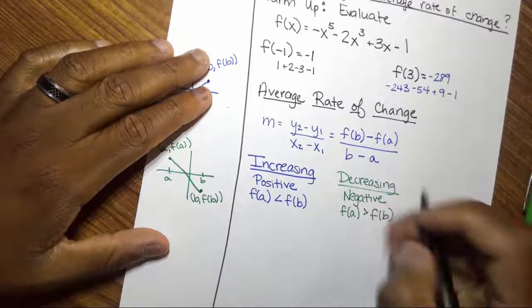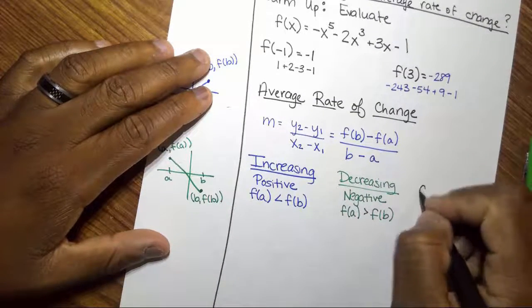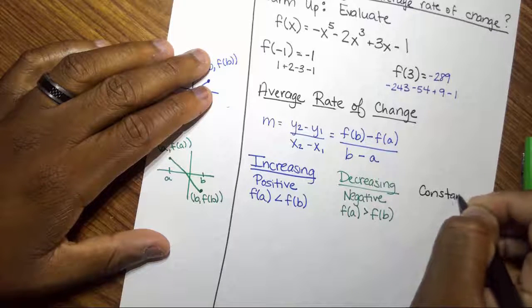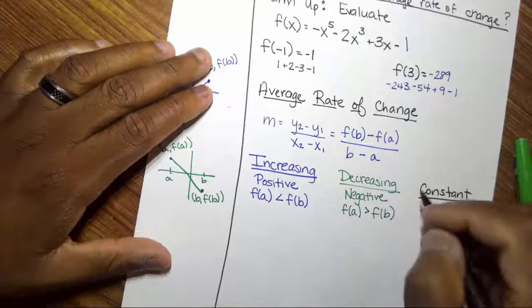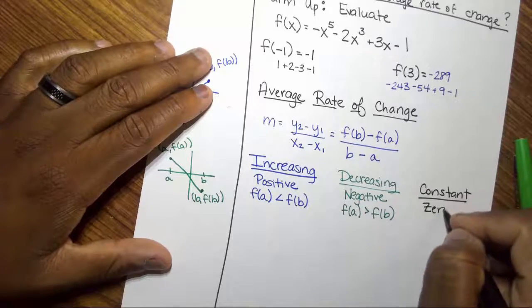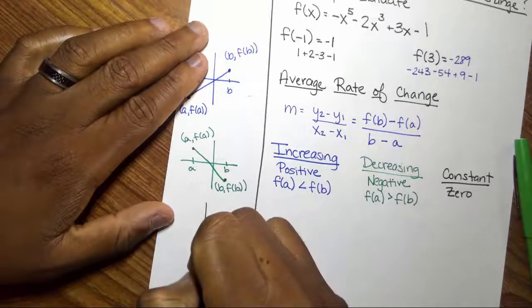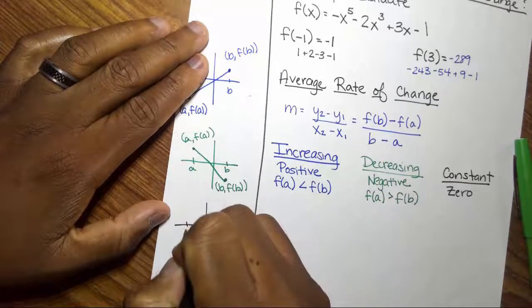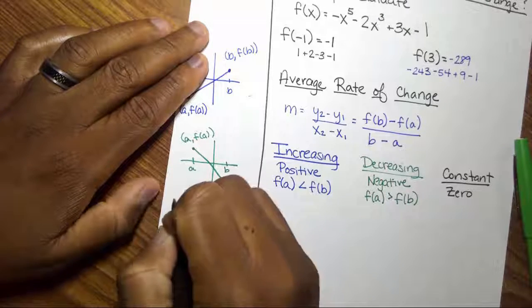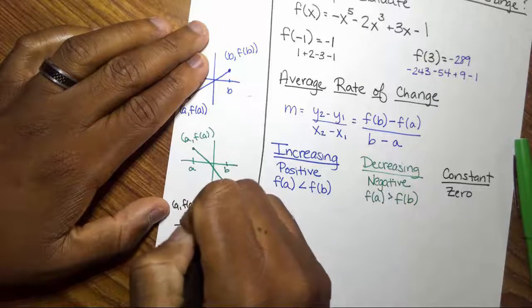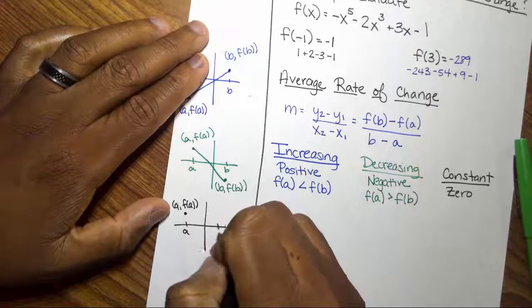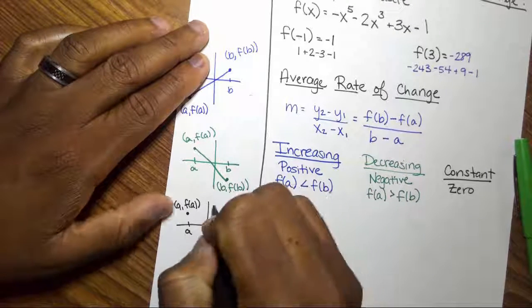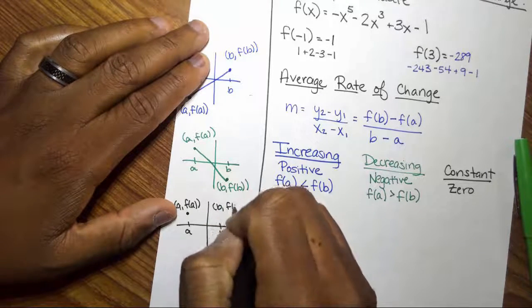Then we have constant slope, or we have a constant function. On a constant interval, the slope was 0, and it looks like this. Here's A again, at A, f of A. Here's B, at B, f of B.